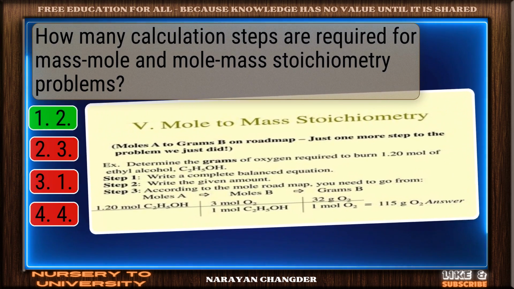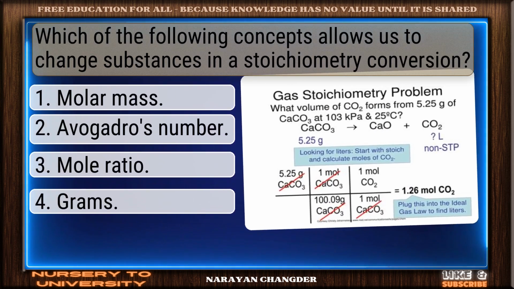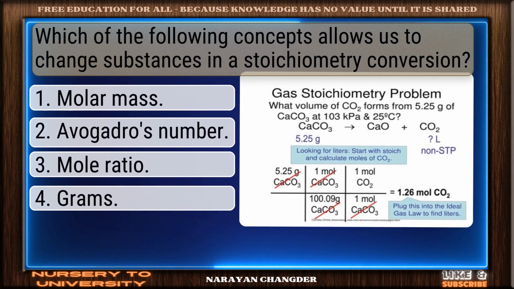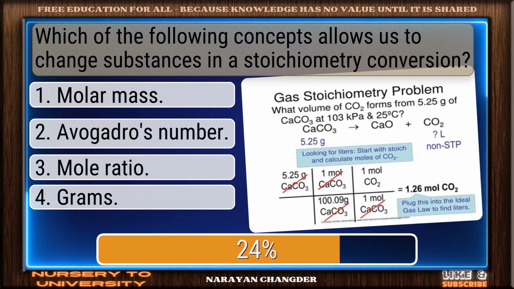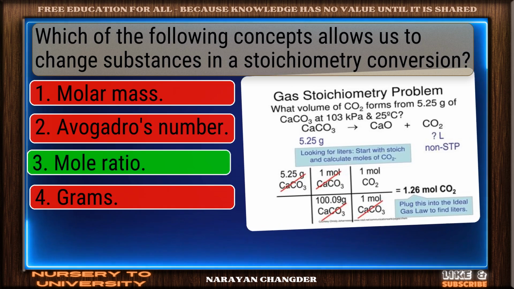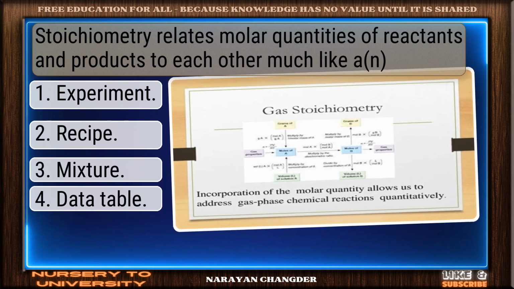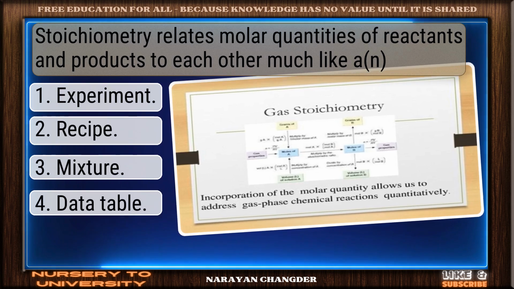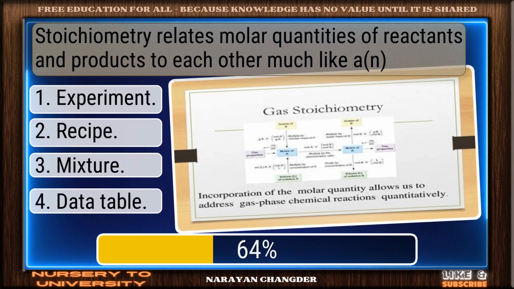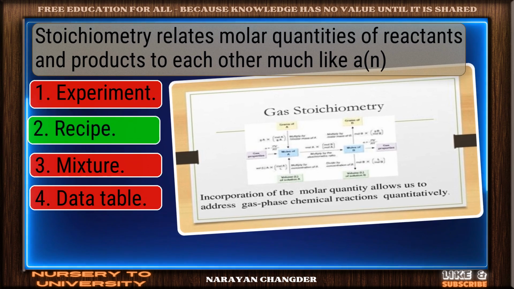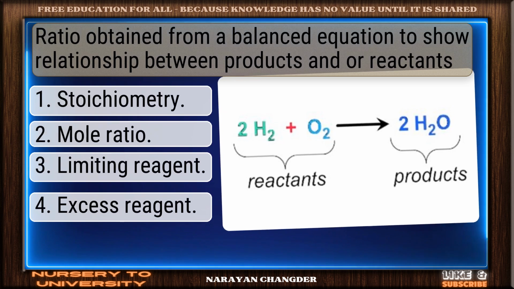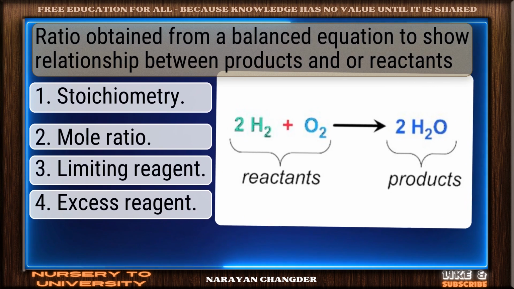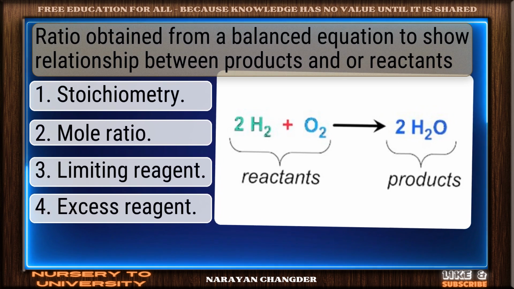That's accurate, too. Which of the following concepts allows us to change substances in a stoichiometry conversion? Excellent work. Mole ratio. Stoichiometry relates molar quantities of reactants and products to each other much like a... Nicely done. Ratio obtained from a balanced equation to show relationship between products and/or reactants.